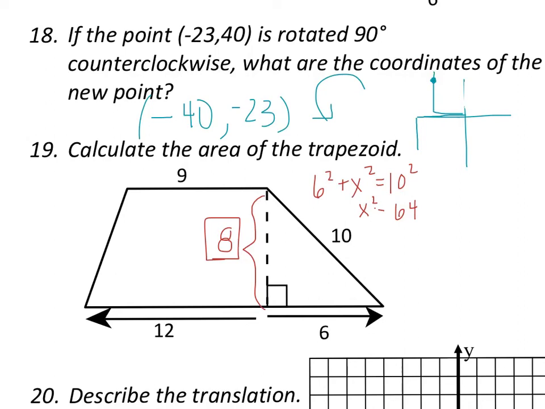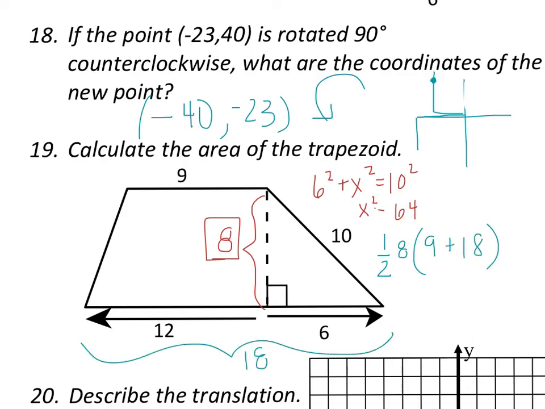So for the area of the shape, I want 1/2 of the height times 9 plus this whole thing, which is 18. So 9 plus 18 is 27. Half of 8 is 4. So when I do that multiplication, I get 108 units squared for the area.